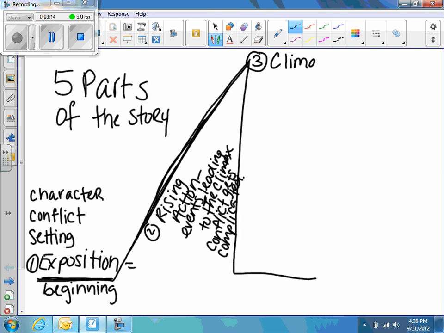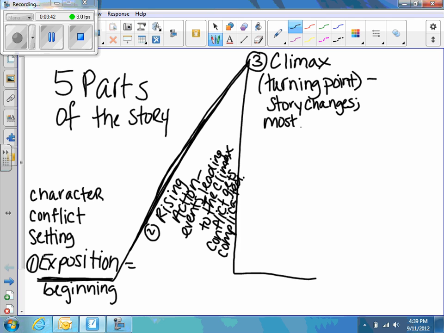Okay, the climax can also be called the turning point. This is the biggest part of our book. It's the most exciting part. It is where the story changes. Okay, so we have our exposition, we have our rising action, all of our events leading up to our climax, which is the biggest, most exciting part.